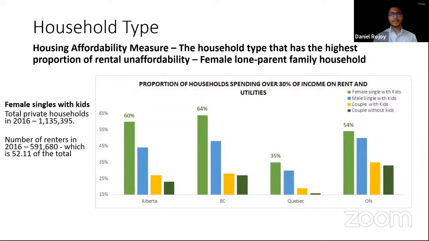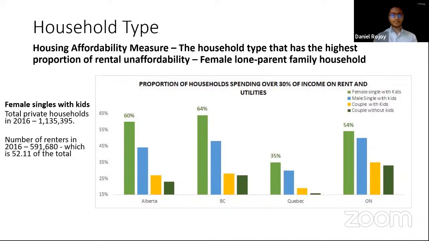Coming to the next set of people, after the age groups, now we are looking at the household types. We looked at 4 household types: a female single with kids, a male single with kids, a couple with kids, and a couple without kids.